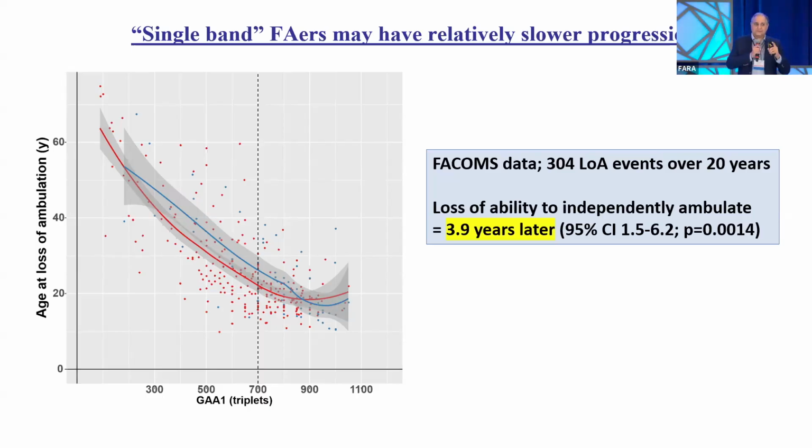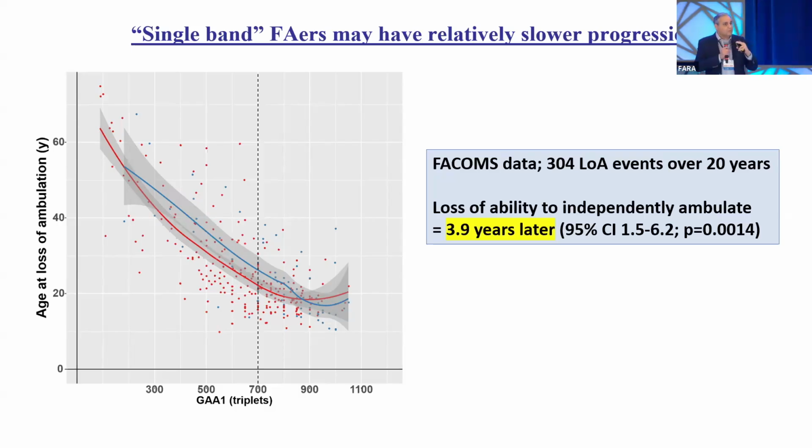Now, you notice there are two types of dots. There's red dots and there's blue dots. The red dots are people who have two bands. They have repeat lengths that are of different sizes. So they've been told you have 400 and 800, or 800 and 1,000. And the blue dots are the people who've been told they have only 800, 800, or 1,000, 1,000. They have two of the same size.